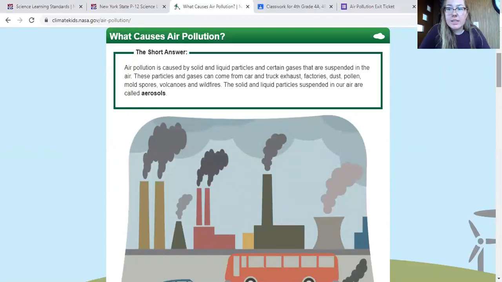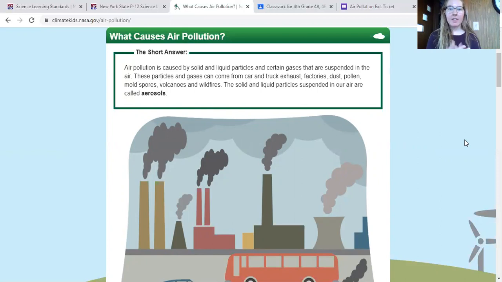So what causes air pollution? Air pollution is caused by solid and liquid particles and certain gases that are suspended in the air. These particles and gases come from car and truck exhaust, factories, dust, pollen, mold spores, volcanoes, and wildfires. The solid and liquid particles suspended in our air are called aerosols.